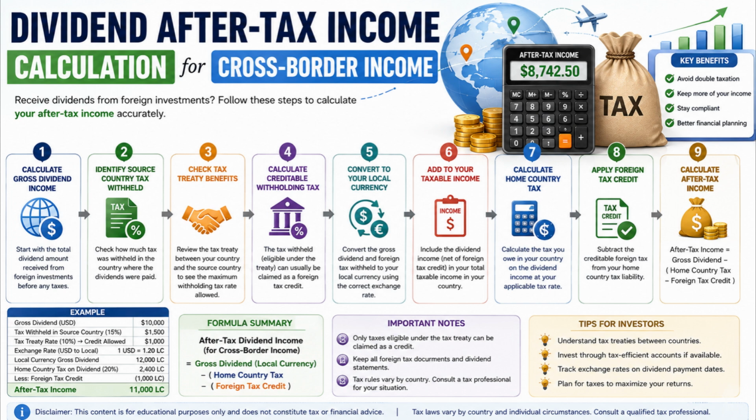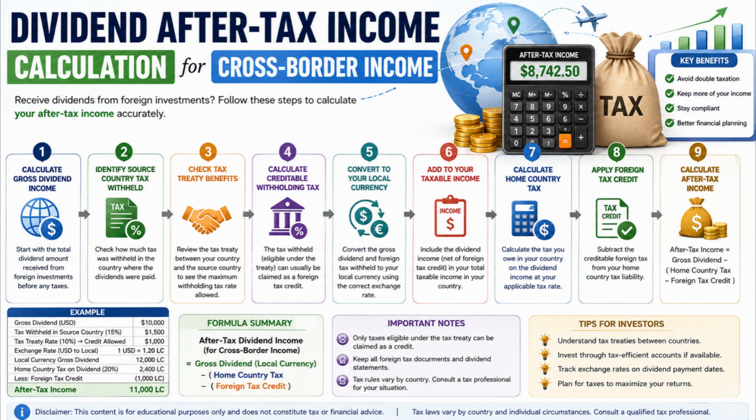Therefore, it is very important to calculate after-tax income carefully so you can understand your real return and make better investment decisions. First, start by calculating gross dividend income. This means adding the full dividend amount received from foreign investments before any taxes are deducted. This is the starting point of the calculation and gives you the total dividend income generated by your international holdings.